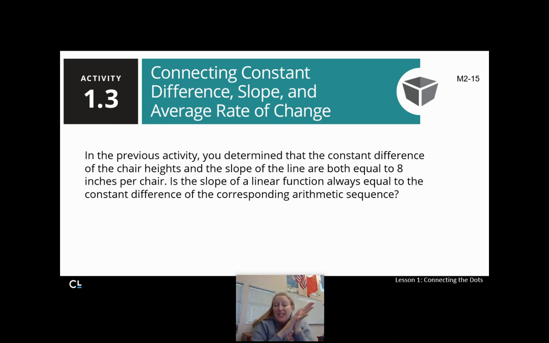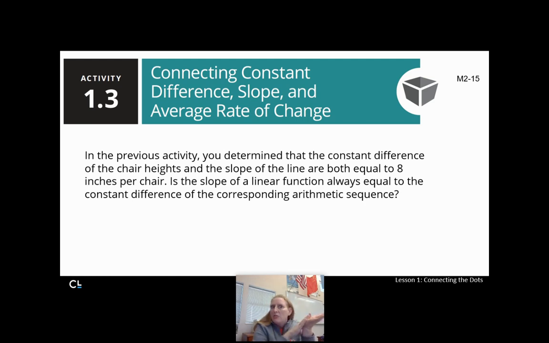So in the previous activity, the last one we did in our last lesson before we ended it all, we determined that the constant difference or common difference of the chair height and the slope of the line were both equal to 8 inches per chair. So I guess the question we start asking ourselves is: is the slope of a linear function always equal to the constant difference of the corresponding arithmetic sequence?